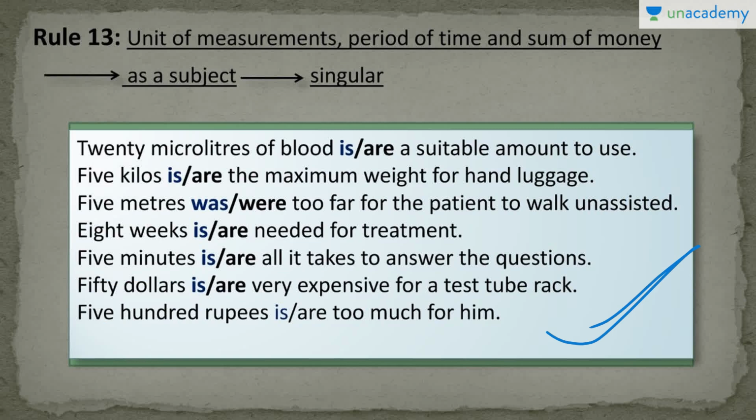Next, 500 rupees is or are too much for him. Again, 500 rupees, it's a sum of money, and this is subject here, and I know that if the sum of money is used as a subject, it will be considered as singular, and since this is singular, the verb has to be singular, so I would choose is, and the sentence becomes 500 rupees is too much for him.